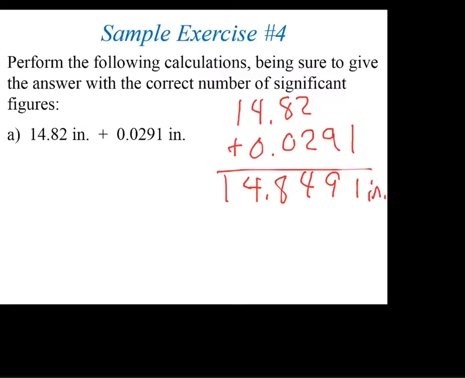How many sig figs should I have? What do you think? Not how many sig figs, how many places I should say? 4. Out to which place? Hundreds, thousands, millions? What should I be at? Hundredths. Right. So this one's out to the hundredths. This one's out to the ten-thousandths. So the least precise is the hundredths, right? Make sense? So you round it off to be what? 14.85 inches. Is that what you got?